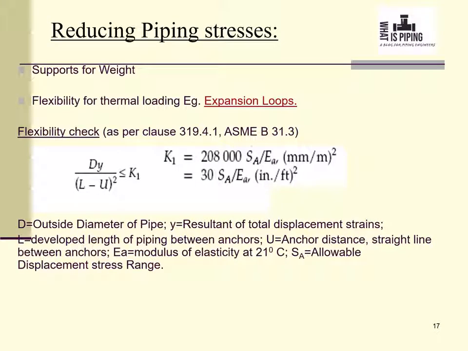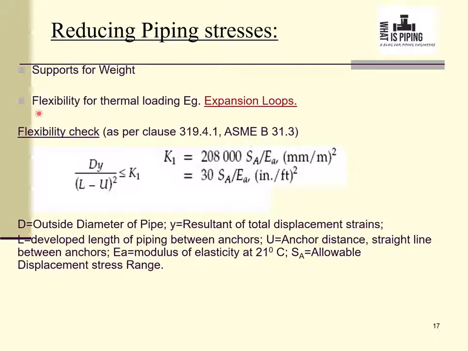Let's see what are the methods or how these piping stresses can be reduced. As we already discussed, stresses generated due to pressure are already taken care of by calculating or selecting proper pipe thickness. So to avoid the generation of high stresses due to weight, we can provide supports. Normally, support span is devised by various standards like MSS standard or project specific standards. So by providing proper supporting, weight stresses can be avoided.